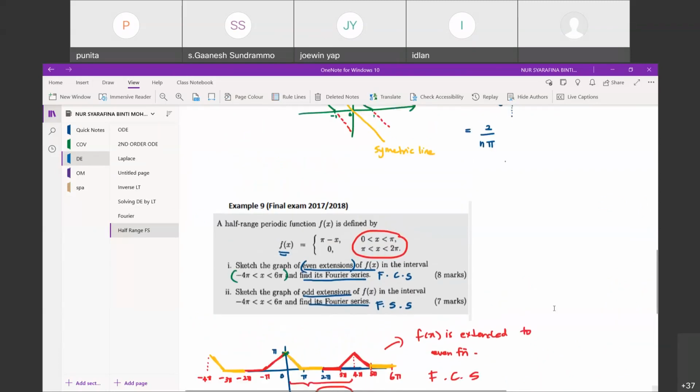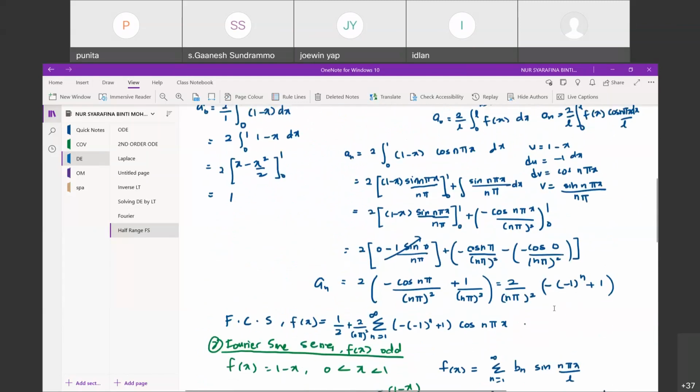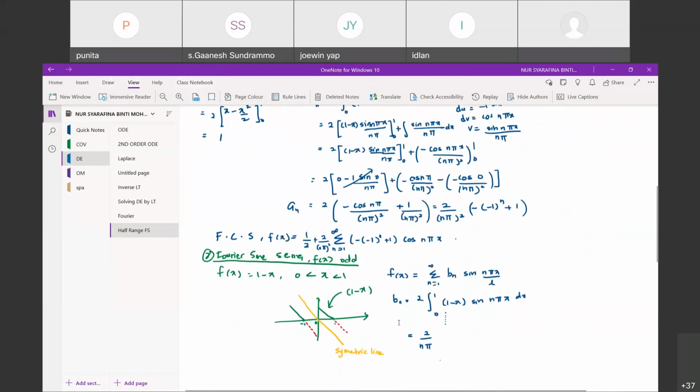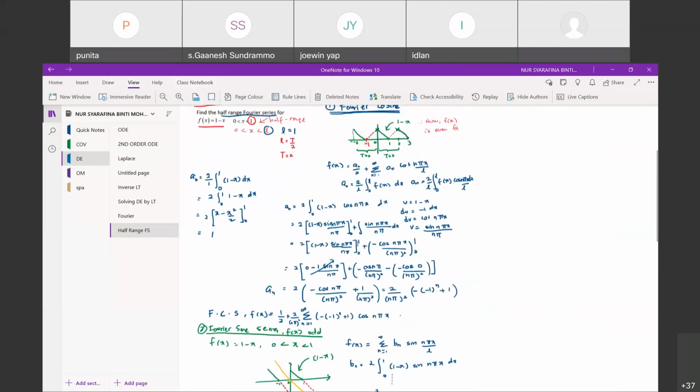Clear not? Anyone has question? Repeat what? Repeat the difference, mean? Okay.